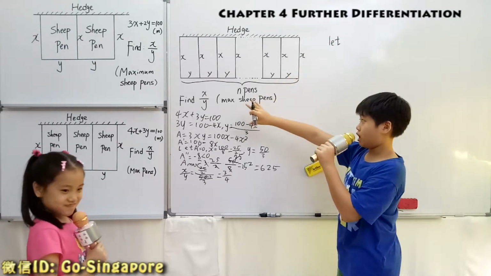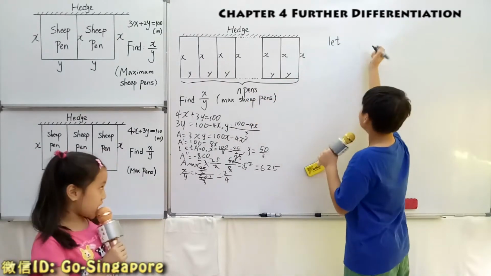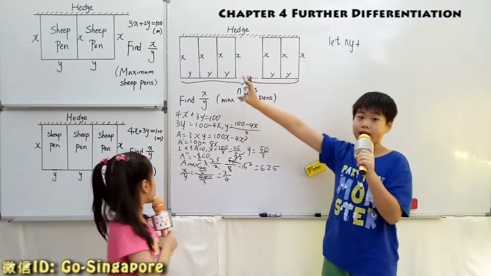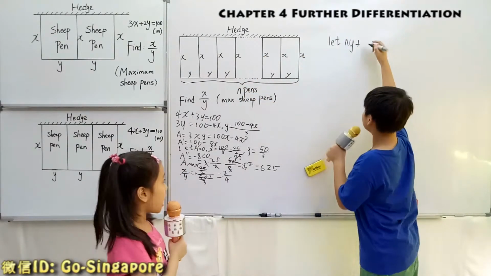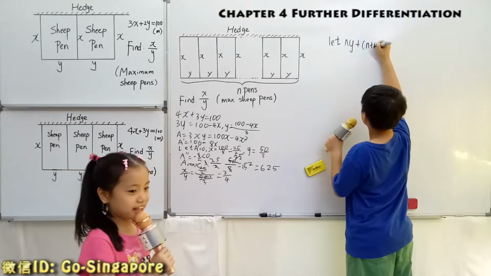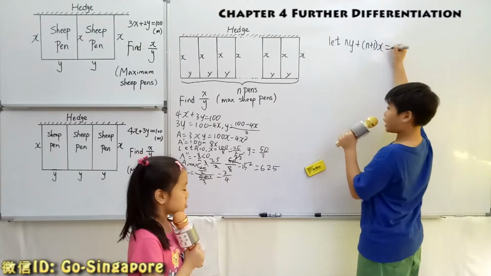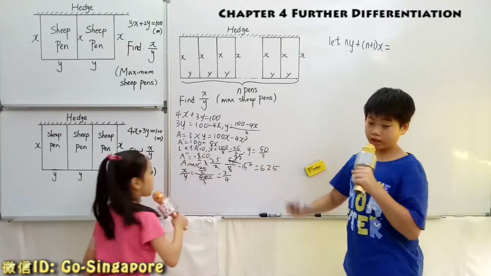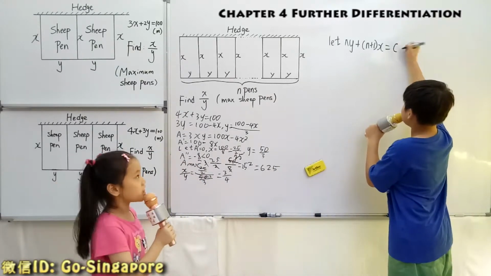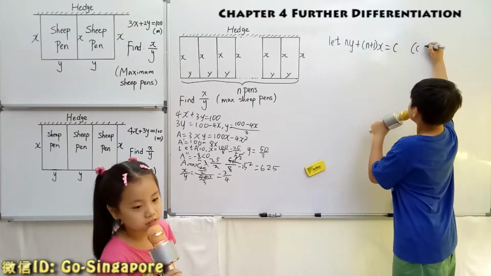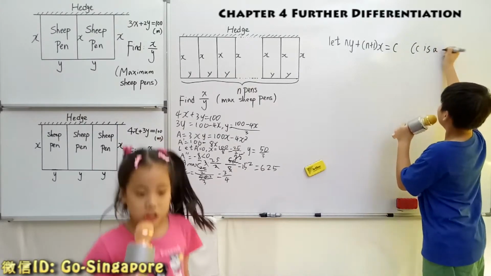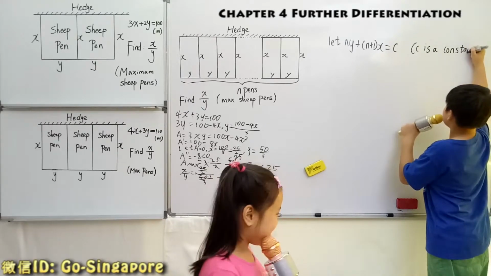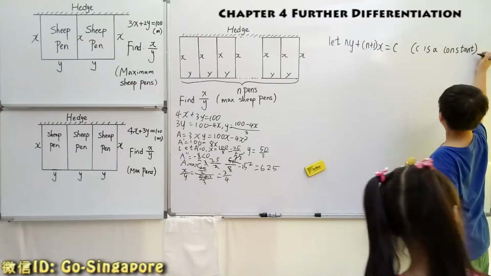There are n y, right? Yes. So n... they never give what number it is. So can we just put it as C? C. But remember, C is a constant. Yes, C is a constant.